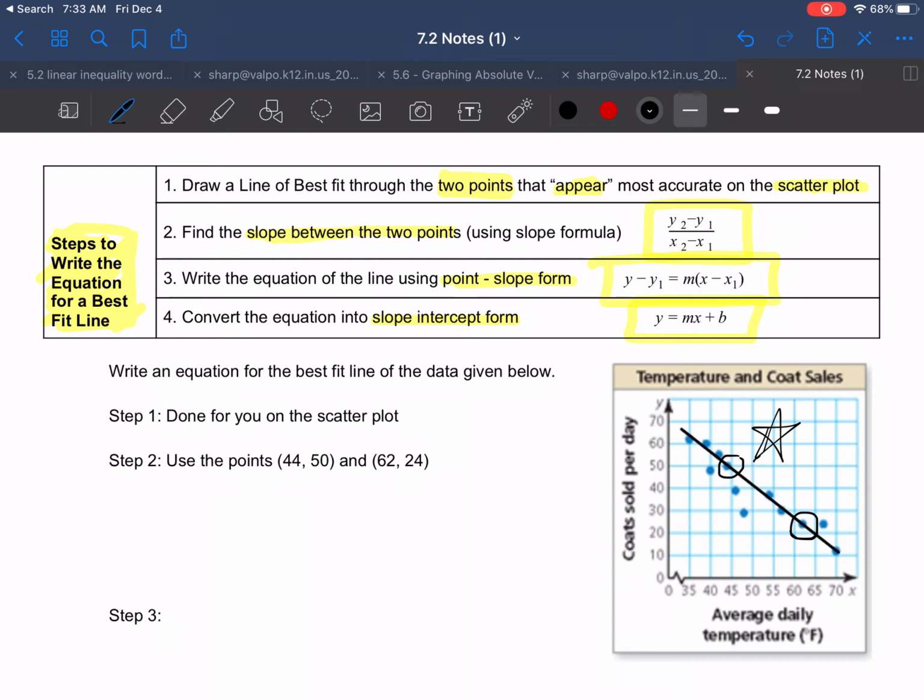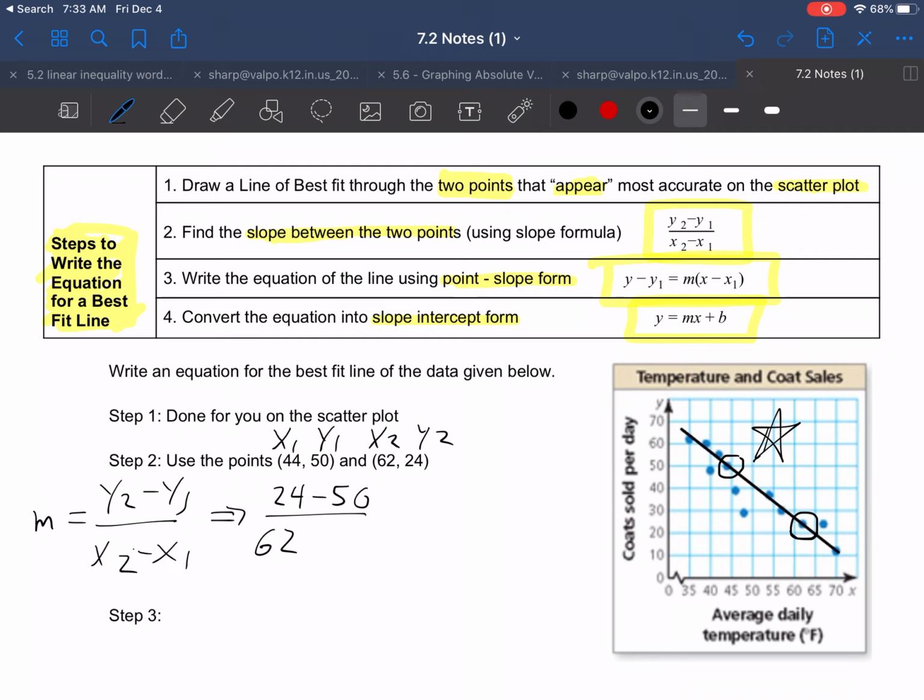If you guys can recall, the slope should be found by taking the second y minus the first y and dividing by the second x minus the first x, which means I'm going to call this x1, this will be y1, this is x2, this is y2. So now I have this simplifying to 24 minus 50 over 62 minus 44. So if I grab my calculator here, it looks like 24 minus 50 is going to get me a negative 26, and then 62 minus 44 is going to get me an 18.